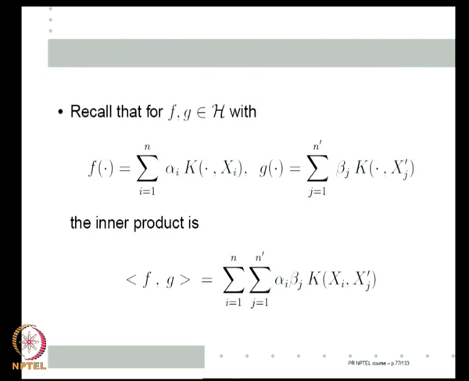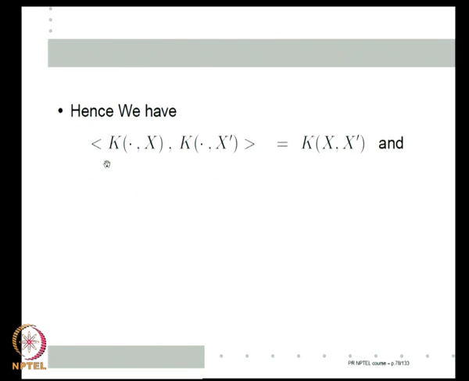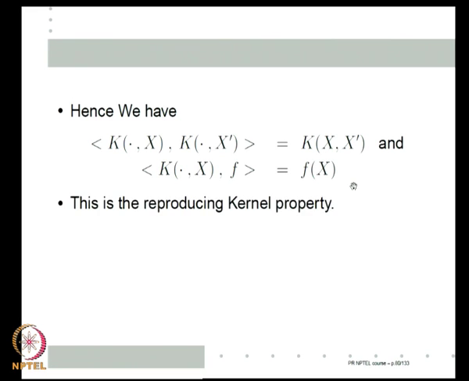So, if g is simply k x prime, then the inner product will be summation alpha I k x prime comma xi, which is nothing but f of x prime. Right. I hope this is clear. K dot x comma f is f of x. It is a very, very important property. Right. Just our definition of inner product shows this.